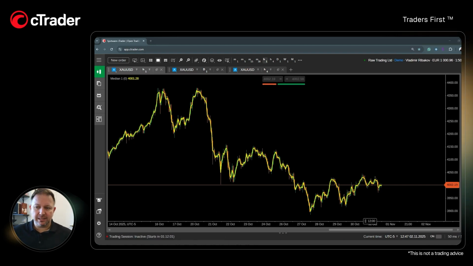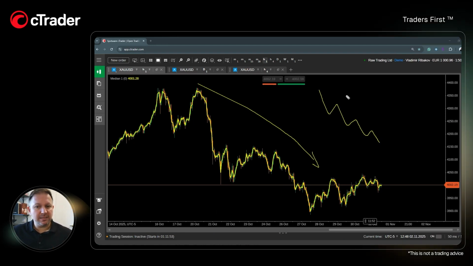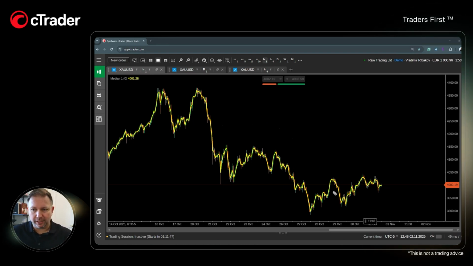So the classical way that traders love to use this indicator is, of course, the direction of the indicator. Similar to the price, when you have swing highs and lows going to the downside, you are in a downtrend. When you have swings going to the upside, you are in an uptrend. As simple as that.